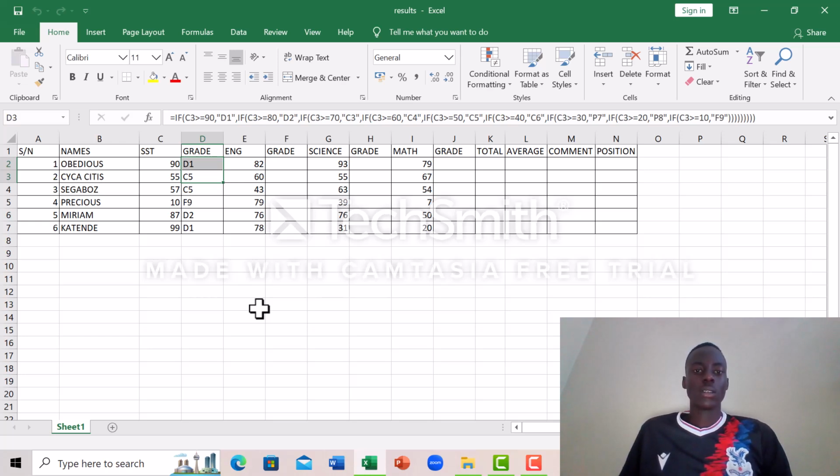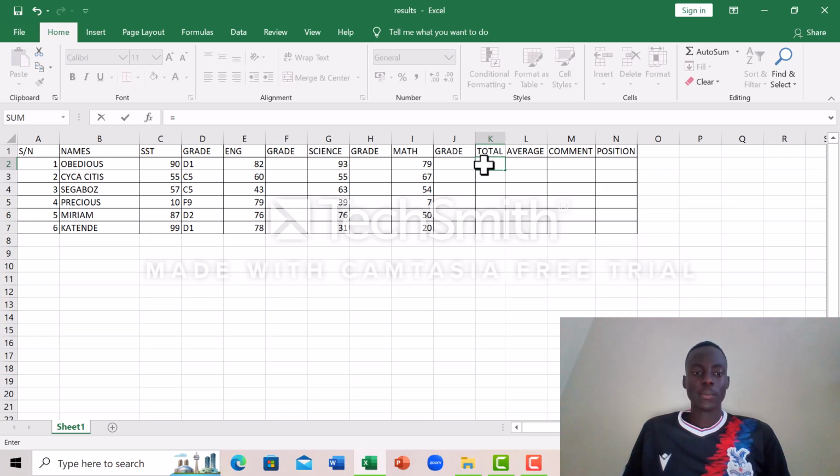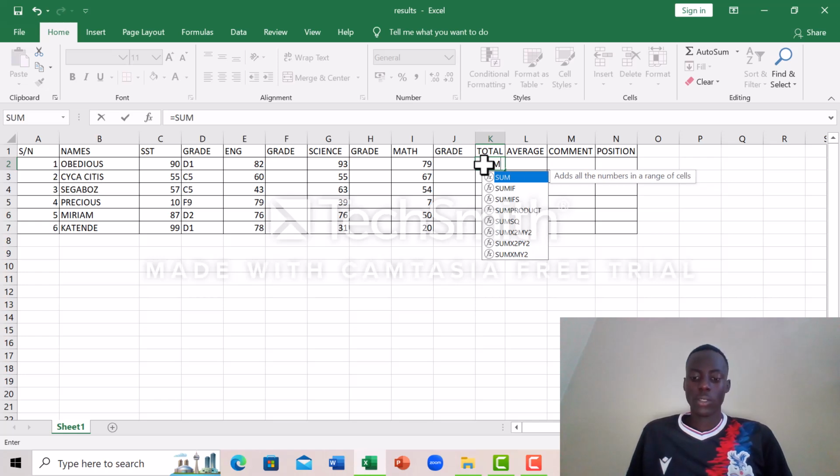Dear viewers, please pay attention to your screen as we'll be going through this. The first thing we shall do is to find the total of all the subjects which each individual got. As we all know very well, in any calculation we make, we have to start with an equal sign. Then we go to the function which is sum. Then we shall open brackets. Then we shall start writing in the information that we require.